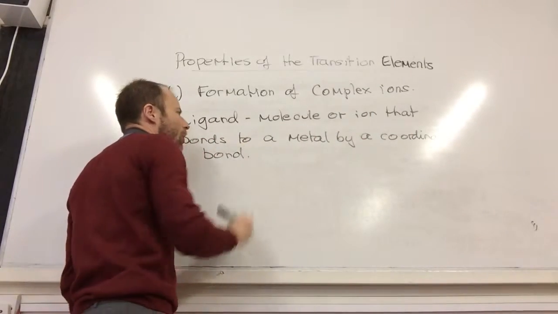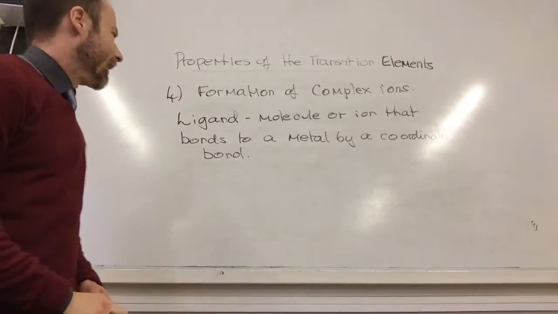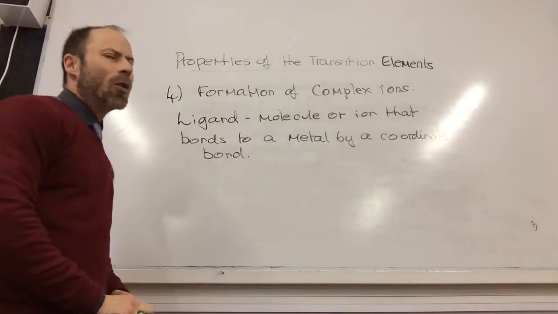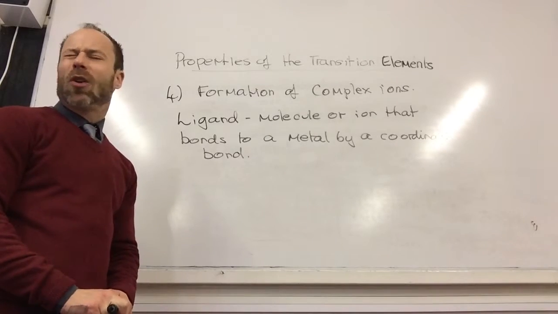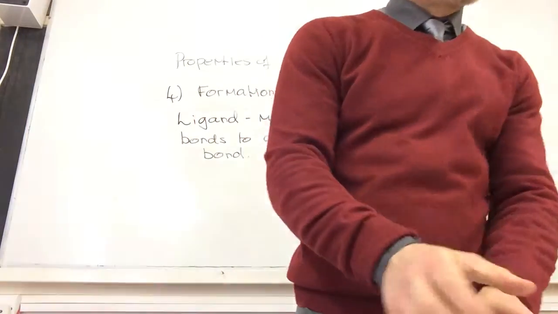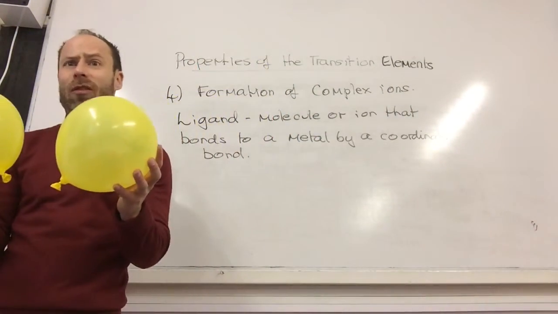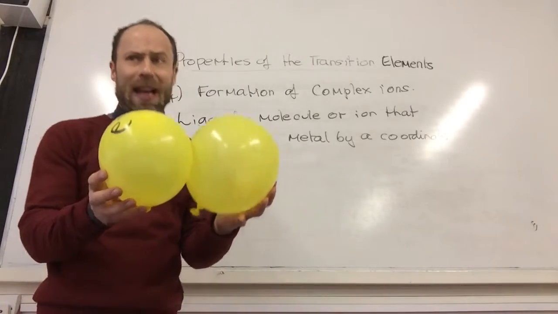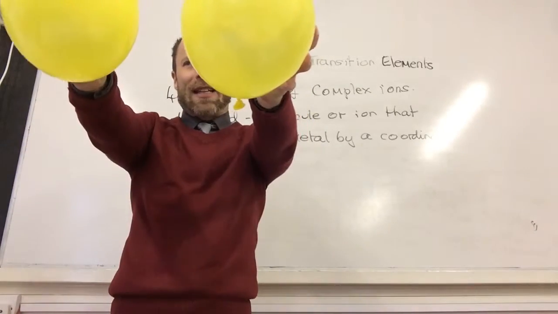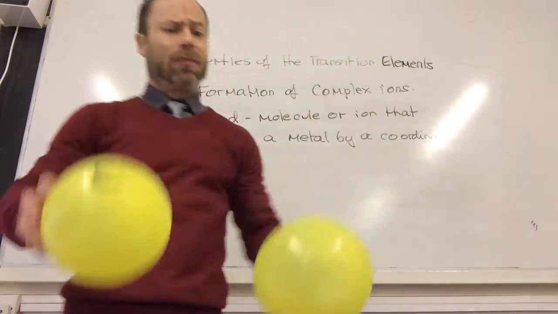So, what do we mean by that? A ligand is a molecule or ion that bonds to a metal by a coordinate bond. What's another name for a coordinate bond? Dative. Dative bond, yeah. So a ligand must have a lone pair of electrons, so it's got to have 2 electrons that it can donate to a transition metal ion, like so.